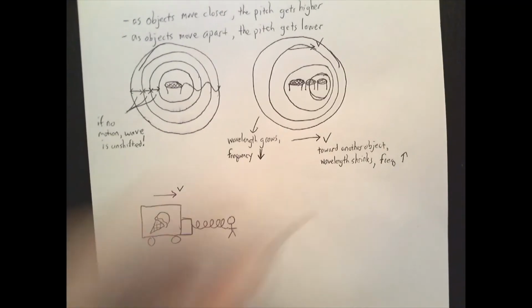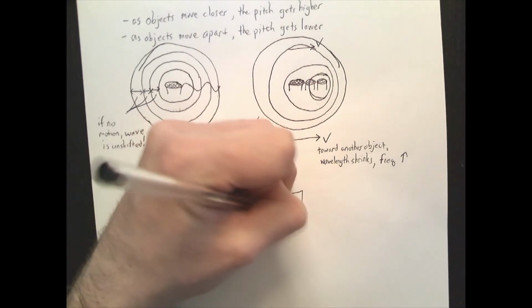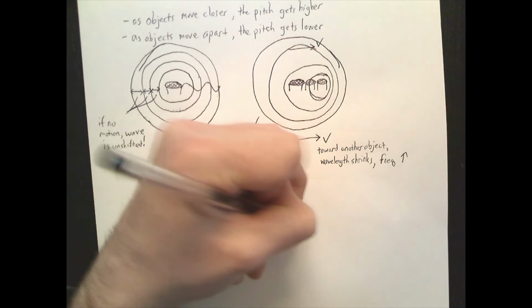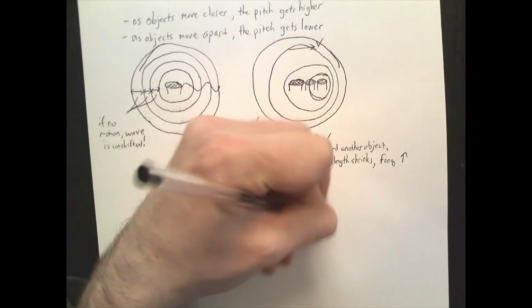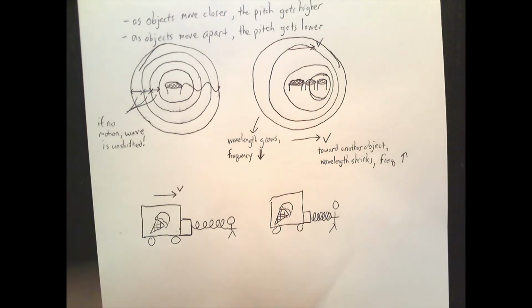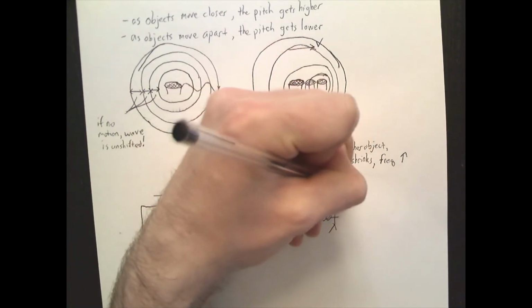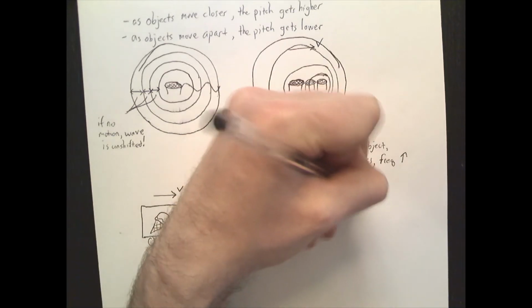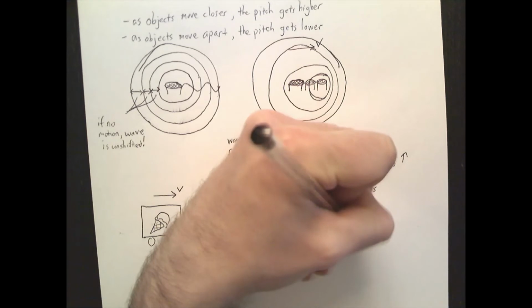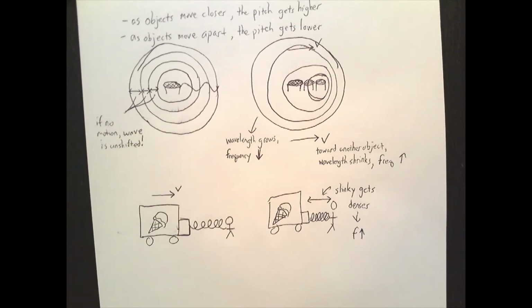What happens to the slinky is that it's now going to get scrunched up as they approach each other. So the slinky gets all scrunched up. The coils become denser. And this is analogous to the frequency going up. The coils become more frequent as the objects come together.